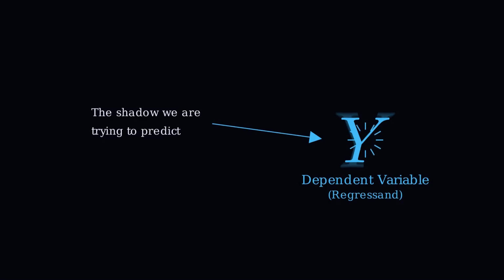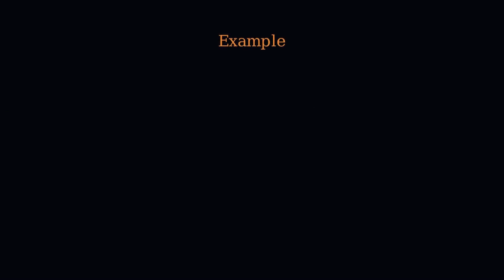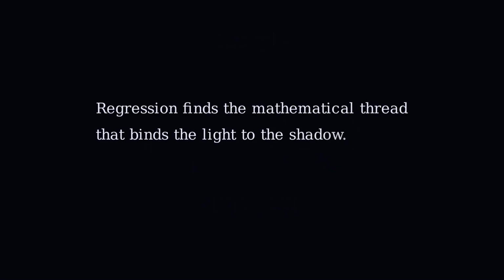The shadow we are trying to predict is the dependent variable, or the regressand, denoted by the letter Y. The light casting the shadow, the cause we can actually measure, is the explanatory variable, or regressor, denoted by the letter X. For example, if we want to predict a family's consumption expenditure, consumption is our Y, and income is our X. Regression finds the mathematical thread that binds the light to the shadow.